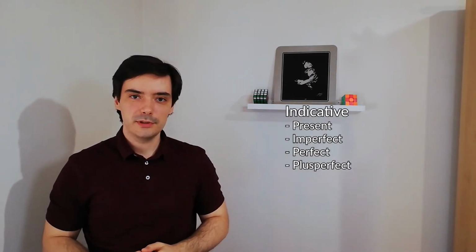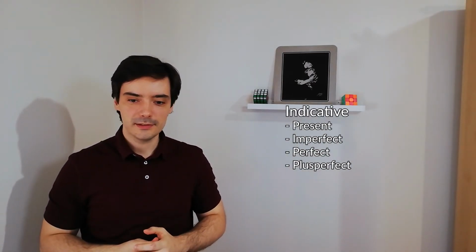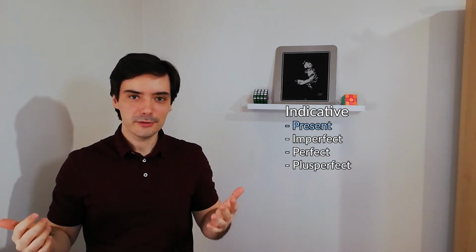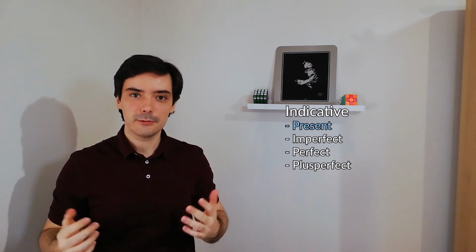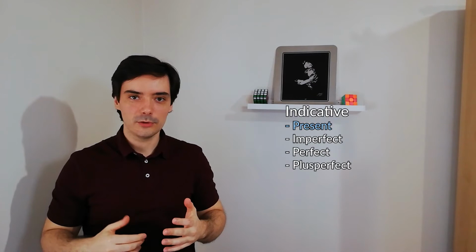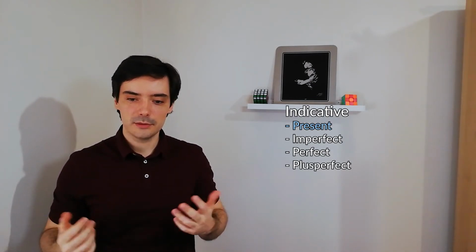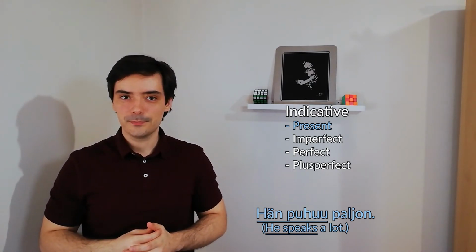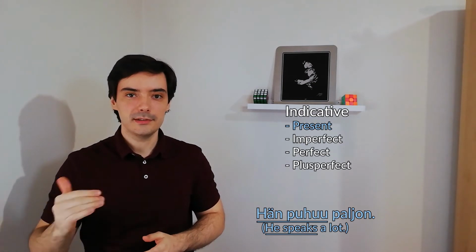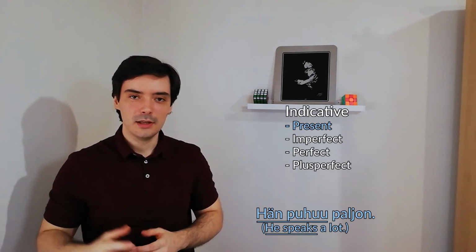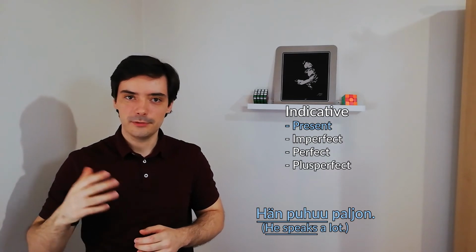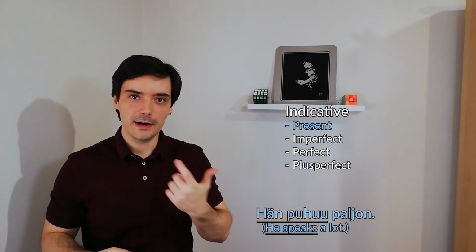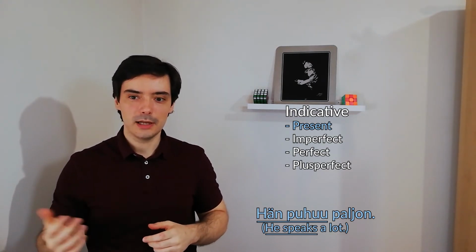So moving on with the indicative tenses. Starting with the present, it's the basic gateway for you to start learning verb conjugation in any language. And it's the verb form where you talk about something happening in the present. One example could be hän puhuu paljon, so he speaks a lot. And I guess the present can be used to talk about things in the present, but as we saw before with that future example, it can also be used to talk about the future and even about things that might happen in a specific circumstance where you specify the time domain under which those things will happen.